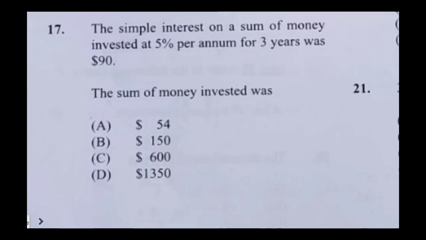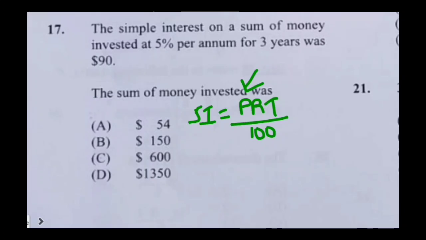Question 17. The simple interest on a sum of money invested at 5% per annum for 3 years was $9. The sum of money invested was, we should all know the formula for simple interest, which is equal to PRT, which is the principal, rate, time divided by 100. We're trying to find the sum of money invested, which is the P, which is the principal. So to find the principal, we need to make P the subject of the formula. So we're going to have P is equal to SI multiplied by 100, since the PRT is being divided by 100. Therefore, we'll need to multiply it on the other side of the equation, and then P, R, T are all multiplied. And since we're trying to make P the subject of the formula, we're going to move RT, which is multiplying, so therefore it's going to divide.